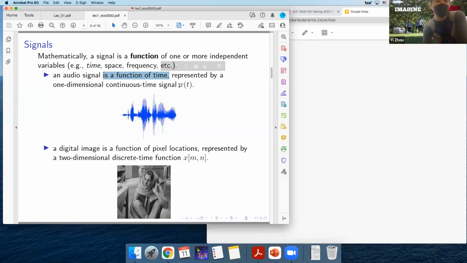So mathematically, we can write x parentheses t. X denotes the signal. We call the signal x. The signal is indexed by a time variable t. So if we want to look at the value of this signal at a particular time, for example, at t equals 0, then you just need to look for x at 0. So in this case, we describe signals as a continuous time function. This is a function of time t.